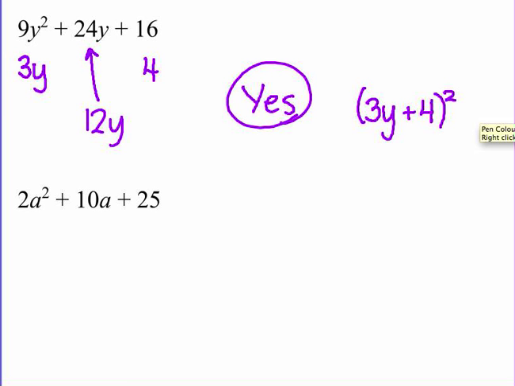Let's look at the bottom one. 2a squared plus 10a plus 25. Yes? Okay, why is it 3y times 4? Because isn't that what you do to get your 12y? Yep. So let's look. Is 2a squared a perfect square? Nope. So is this a perfect square trinomial? Nope. There you go.